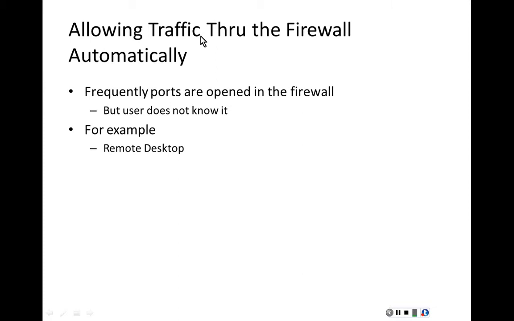Automatically allowing traffic through the firewall. Frequently, we open ports in the firewall and we don't even know it. The example is remote desktop. When the user enables remote desktop, what that does is it opens a port in the firewall. It allows traffic through the firewall. People configure the firewall and they don't even know they're doing it.